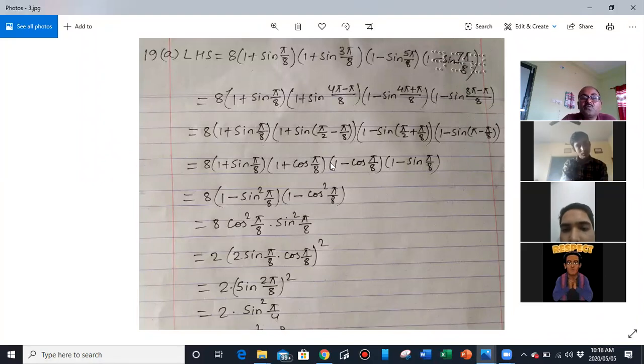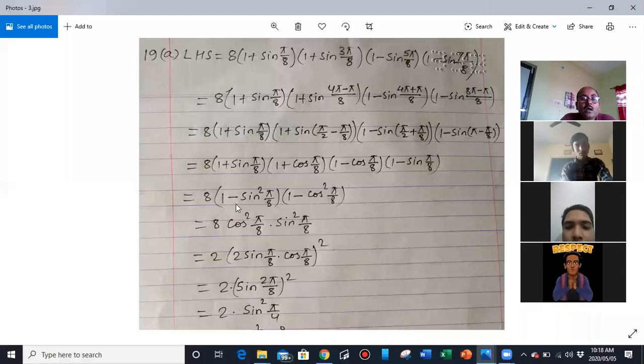Now observe these 4 brackets: 1 plus sine pi by 8, 1 minus sine pi by 8, 1 plus cos pi by 8, 1 minus cos pi by 8. In pairs, we can write them using the algebra formula (a plus b) into (a minus b), which is a square minus b square. So first and last bracket will be 1 square minus sine square pi by 8. Second and third bracket will be 1 minus cos square pi by 8.